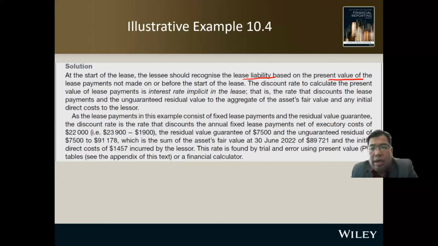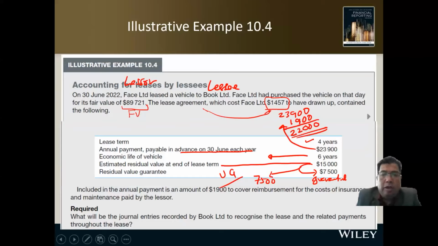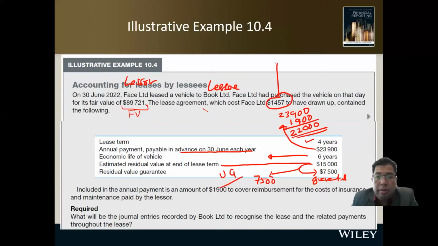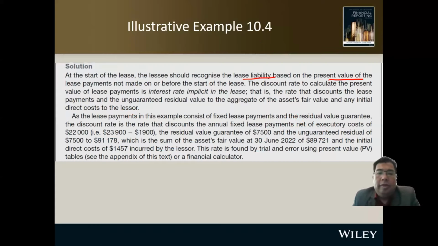The discount rate to calculate the present value of the liability is the interest rate in this lease. That is the rate that discounts the lease payment and unguaranteed residual to the aggregate of the asset fair value and any initial direct cost. The initial direct cost is this one, IDC. Initial direct cost, I call it IDC. It is 1,457.